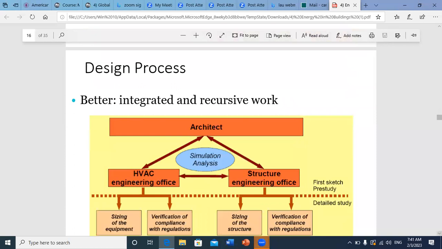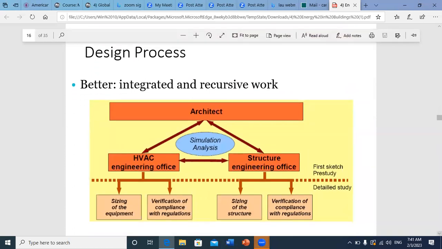So we hope at the end to have integrated and recursive work. As we discussed in the design process, sometimes we need to redesign from zero, because whenever we go through the project, we have some unexpected issues that will come out. So it is very important to have iterations and to have interaction between the architects, the mechanical engineers, the structure engineer, etc. And we should always perform some preliminary simulations and do some analysis together in order to enhance the design.